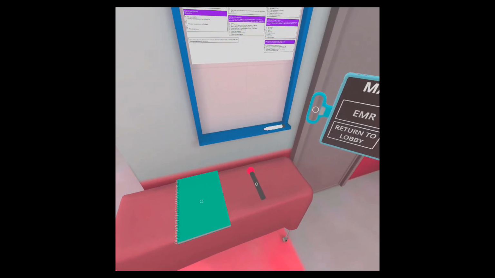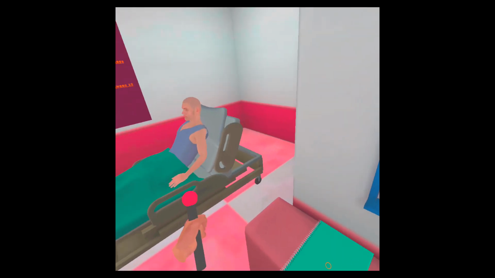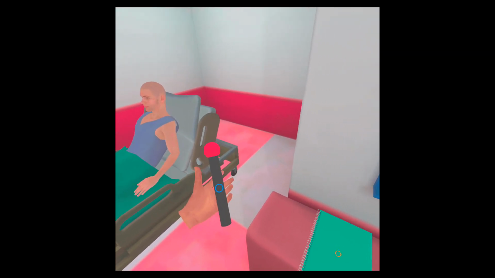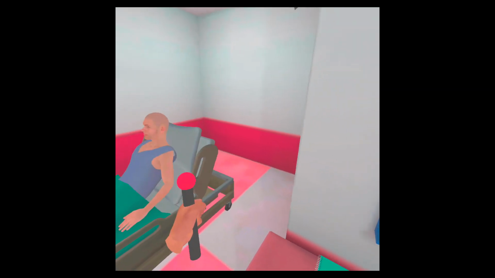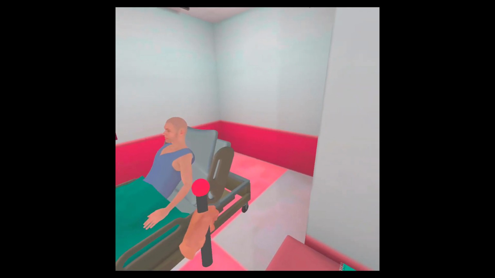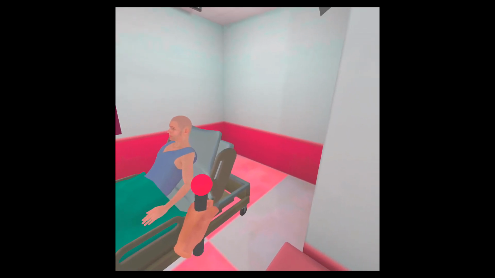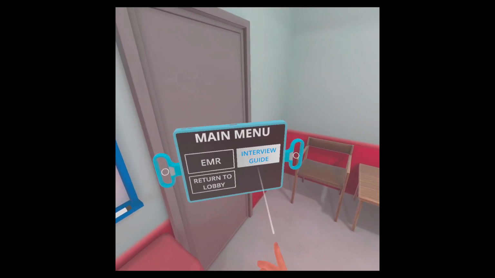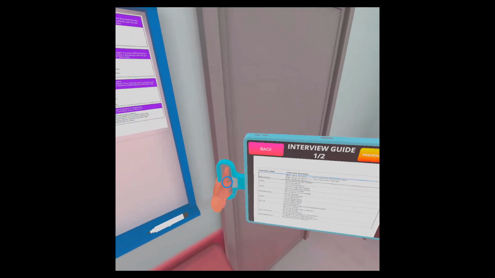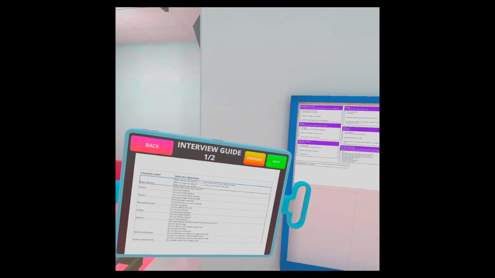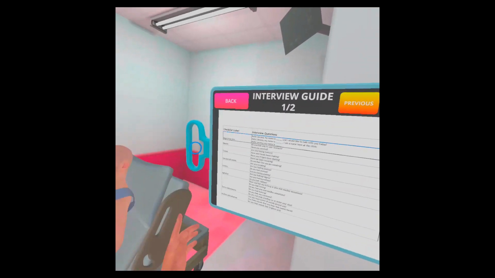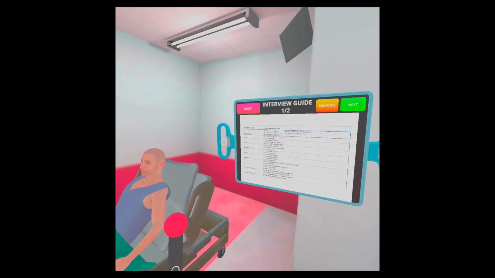So I'm going to use my microphone to do that interview, which I can just grab with my inside trigger on either hand and hold it when I want to interview the patient. Then I'm going to squeeze with the front trigger and press it down while I'm speaking. I'm going to use the interview guide to help me conduct this interview. So I'm going to set that right here. And I can see that it's giving me some suggestions about what I should ask the patient.